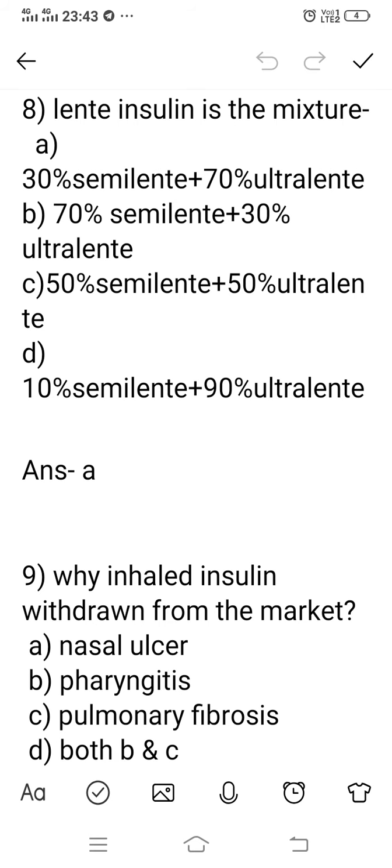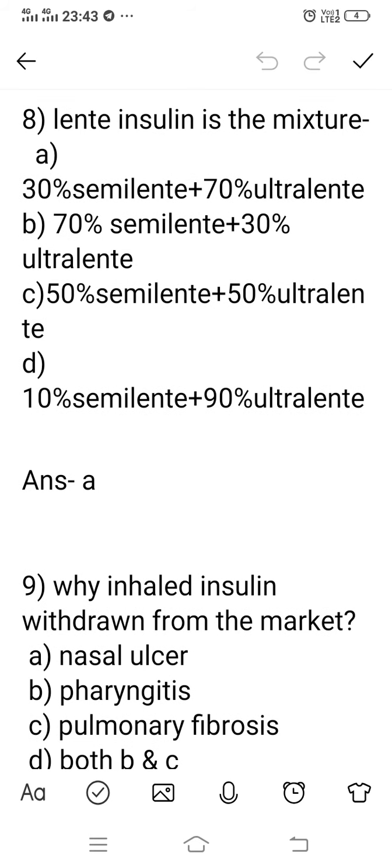Question number 8. Lente insulin is the mixture of option number A, 30% semilente and 70% ultralente. Option B, 70% semilente, 30% ultralente. Option number C, 50% semilente plus 70% ultralente. Option D, 10% semilente plus 90% ultralente. Actually, this lente insulin is one type of intermediate group of insulin. But this lente insulin is a mixture of, right answer is option number A, 30% semilente and 70% ultralente.